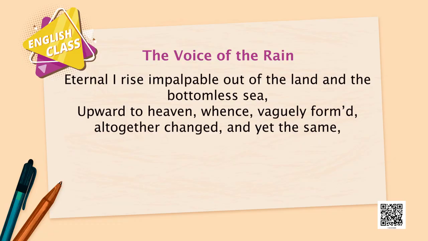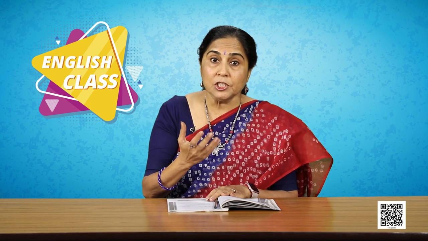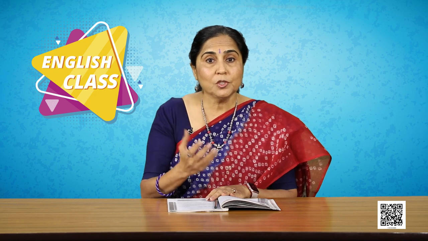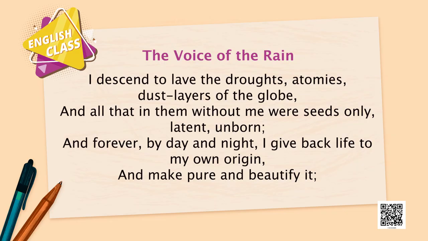The rain also tells the poet that it rises upwards towards the sky in the form of vapors, where it changes its form because condensation takes place into water droplets. It also says that although its form changes, it still remains the same. And then the rain comes down to wash away the drought, and it provides water. It also washes away the dust and small particles from the earth's surface.